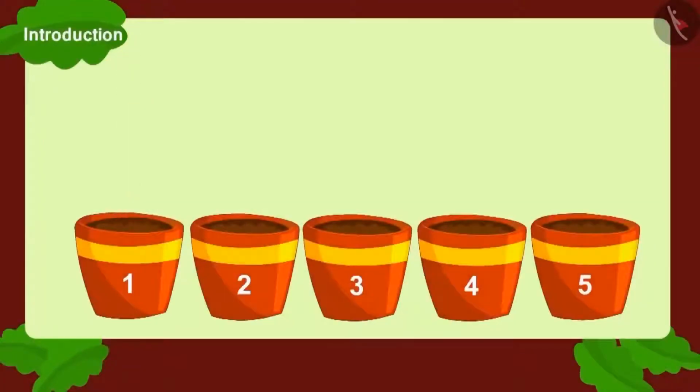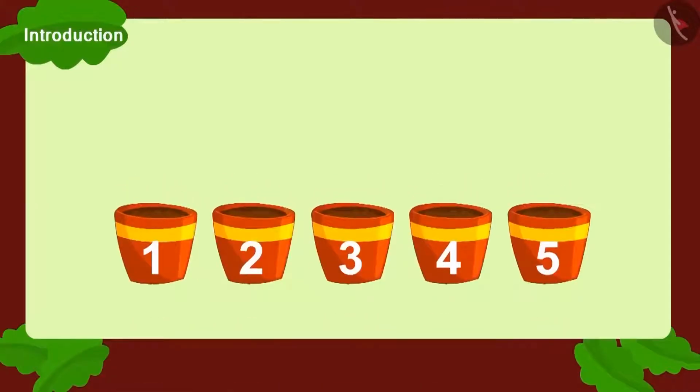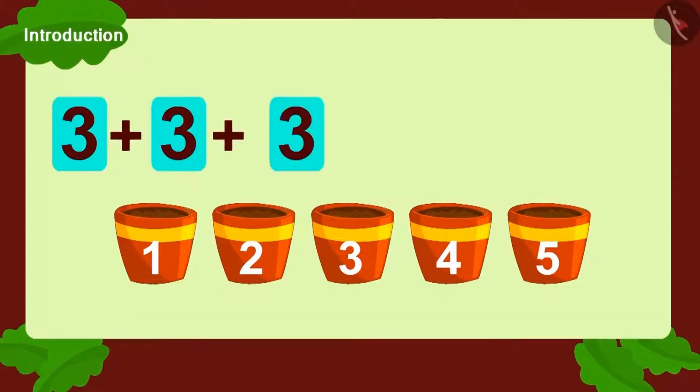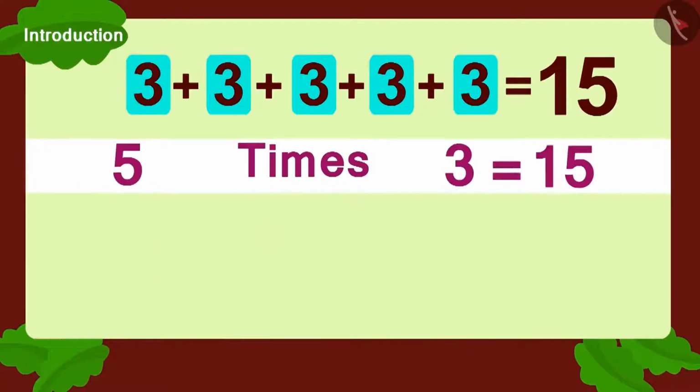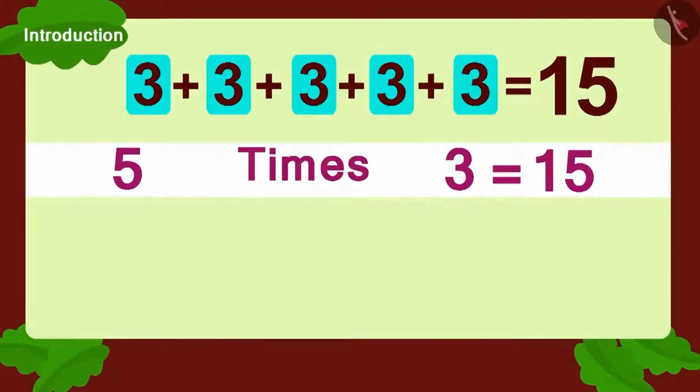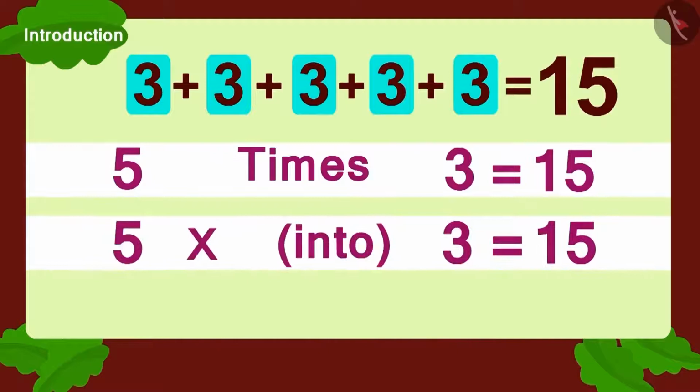Children, if Babban had planted 3 seeds each in 5 pots, then can you write this by using multiplication? Yes, we can write it as 3 plus 3 plus 3 plus 3, and finally, 1 more 3 equals 15, or 5 multiplied by 3. We can write it like this.